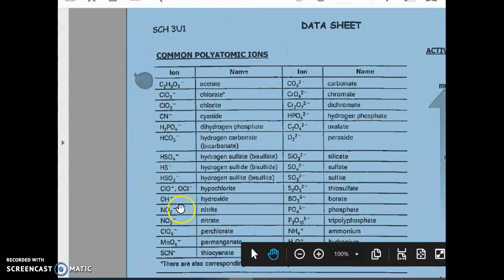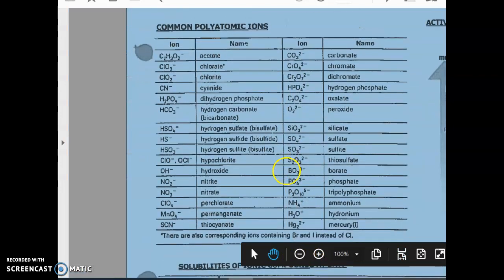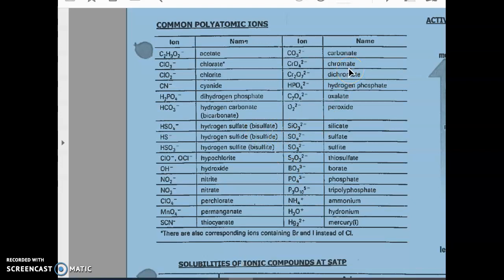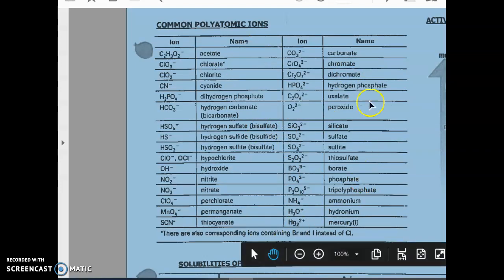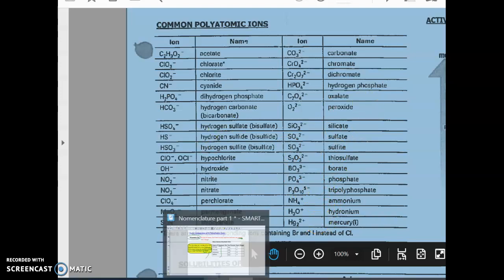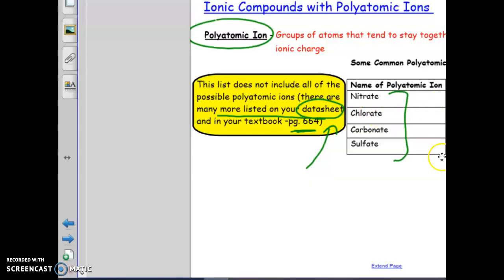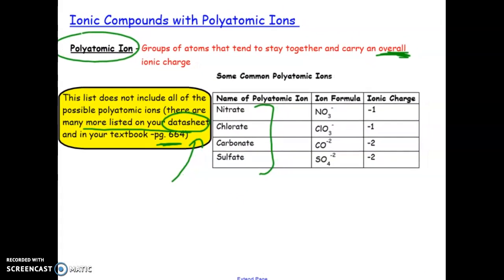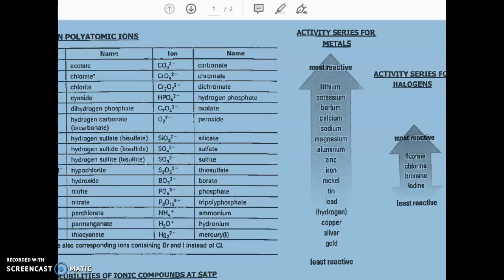Common polyatomic ions. So when you're doing your test or quiz or anything like this, if we did have an exam this year, you would have this with you. So you don't have to memorize the polyatomic ions, you have the chart here. Make sure that you have this handy, especially while you're doing your questions for this.